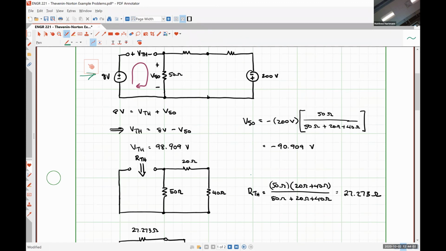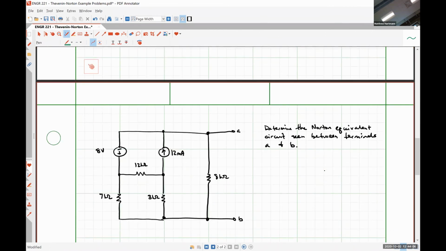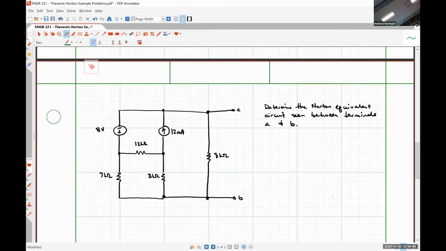Hopefully fairly straightforward. Alrighty, so the next problem that we have, we're going to determine the Norton equivalent circuit seen between terminals A and B of this guy. And since we're looking for the equivalent circuit with respect to a set of terminals, we don't actually have to take anything out of the circuit whatsoever. So we can leave it as is and work from there.